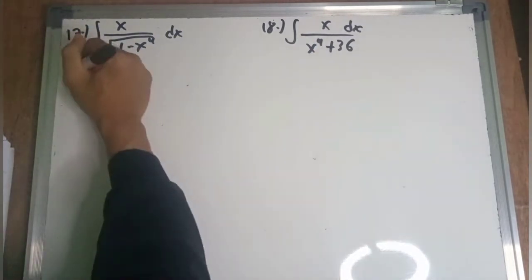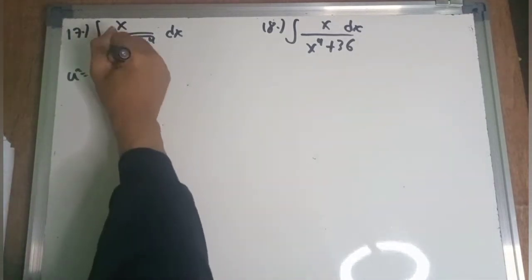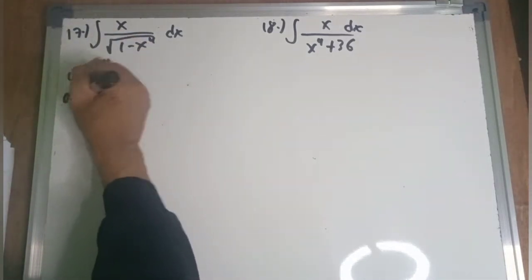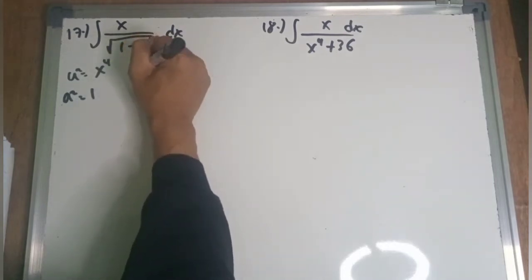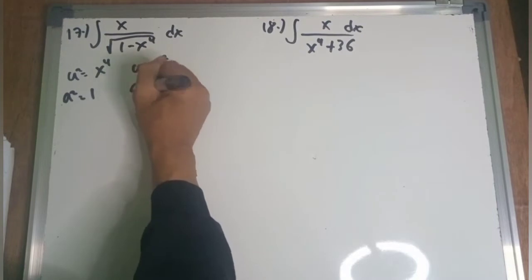So, let's identify the u. The u is the variable, so that is x to the 4. Then the a is the constant 1. Then our u will become just x squared, and our a will be 1.